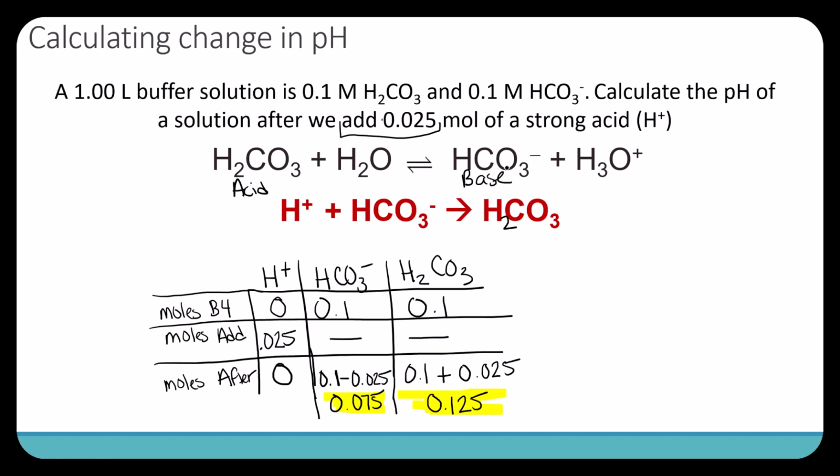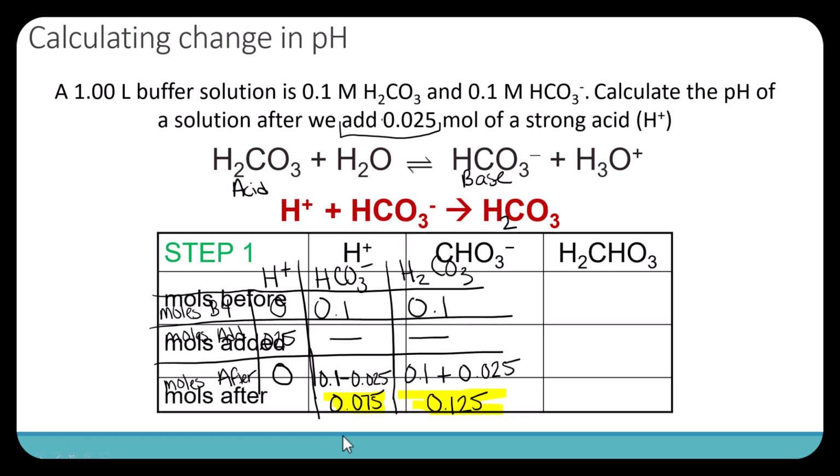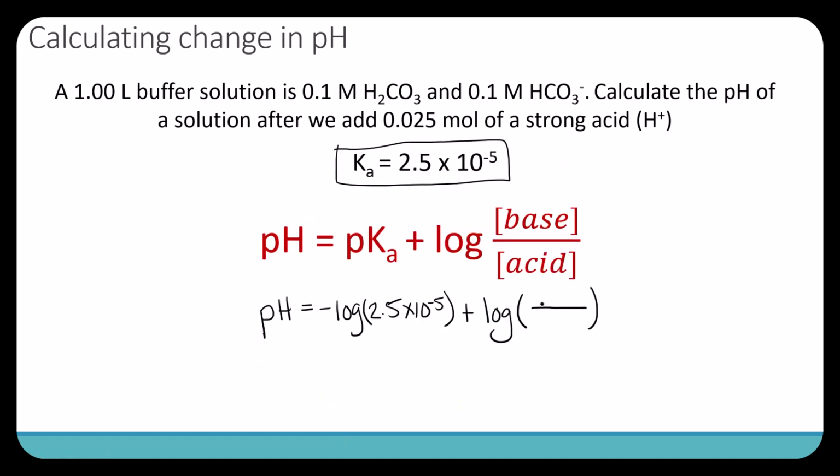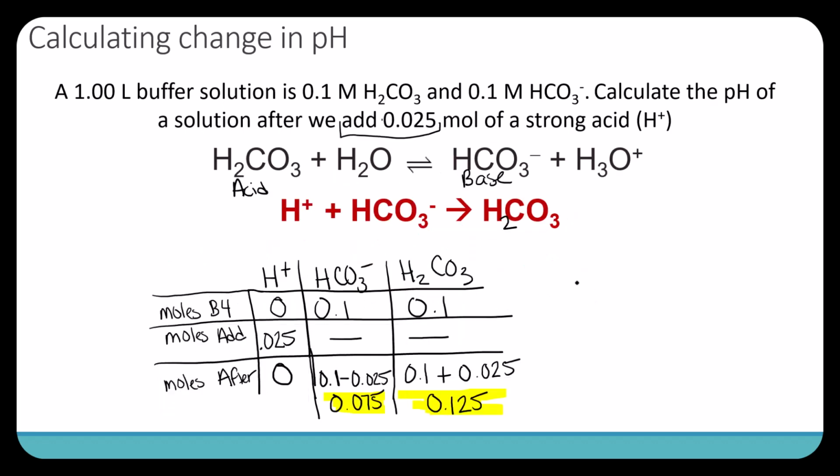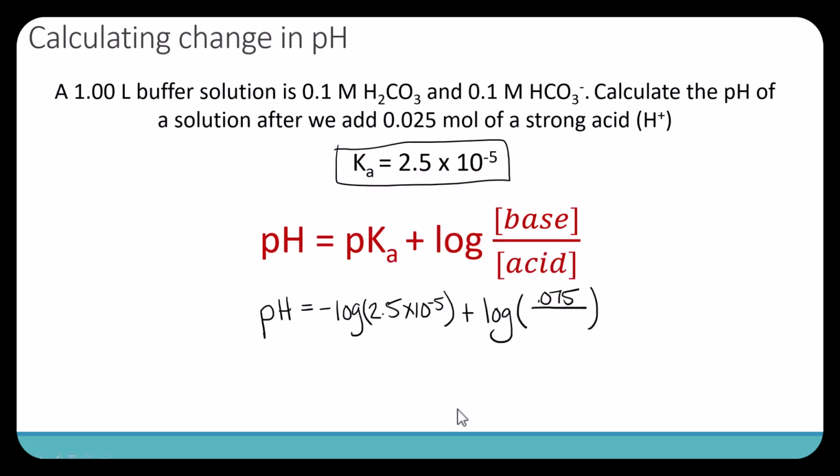So the concentration of the base goes on top. The HCO3 is our base, so 0.075 goes on top. And then the concentration of our acid goes on the bottom. The H2CO3 is our acid, so 0.125 goes on the bottom. Now we have it in our equation. We just need to plug it into our calculator and chug through it.